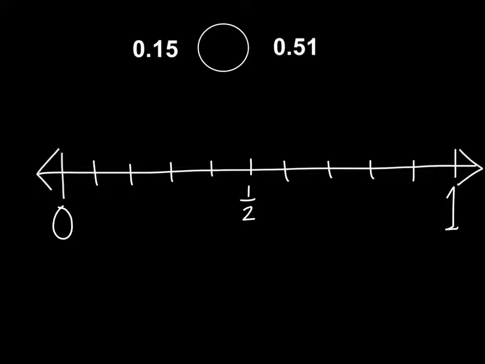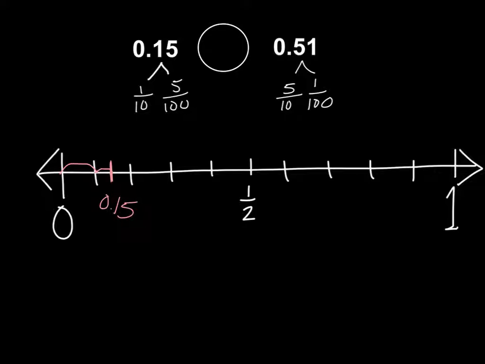All right, so now my number line has been broken up into tenths, and if I look at my decimals here again, I can decompose them so that this is 1/10 and 5 hundredths. And if I decompose this, this is 5/10 and 1/100. So on the number line for this first decimal, 15 hundredths, I'm going to hop 1/10, and then I'm going to estimate my 5 hundredths, and I'm going to put that decimal right about there on my number line.